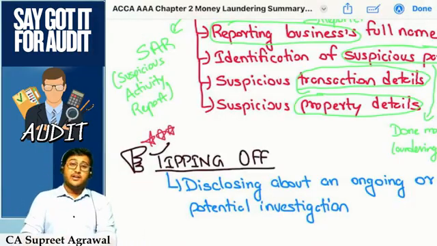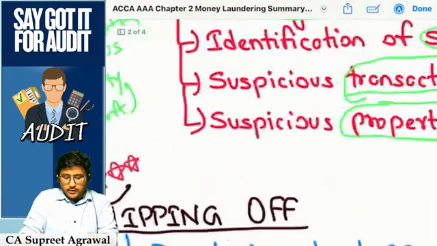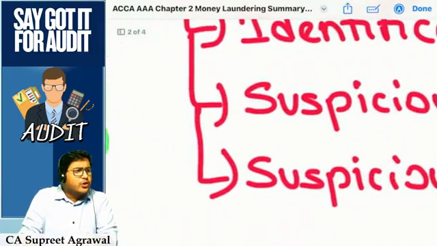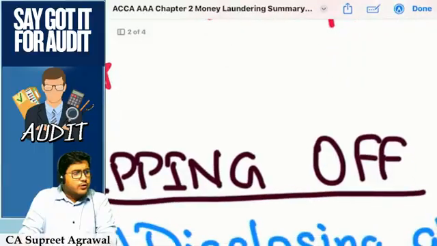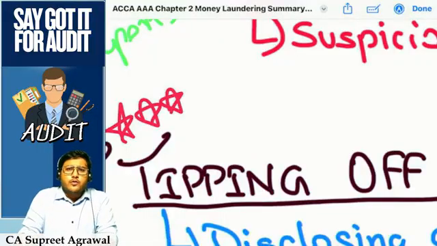So generally, tipping off is the most favorite question of the ACC Institute. That is why it is very important for us to understand it. What is the meaning of tipping off? Is it just gossip? Is it that if you gossip about the money laundering, or go and tell anybody about the money laundering, then it is tipping off? No, it is not that.